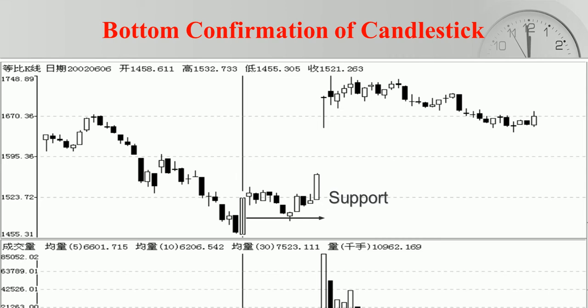Then the price drops to the half of the candlestick. Then here is the support. Then the price goes up again. So two possibilities. Okay, so if you see these two situations, you should confirm this is the bottom area. You can find a good chance to buy, to get in. Okay, so this is the bottom confirmation.